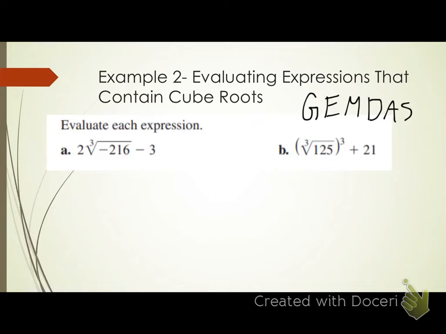So letter A. 2 times the cube root of negative 216 minus 3. So, grouping symbols. Do I have any grouping symbols? Not technically, but what should I probably simplify first here? Yeah, the cube root of negative 216, right? Because I've got something being multiplied by that. I've got to figure out what that number is before I can multiply it by 2, right? So, what number times itself again gives me negative 216?